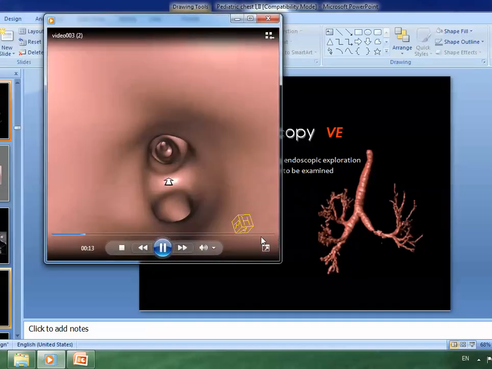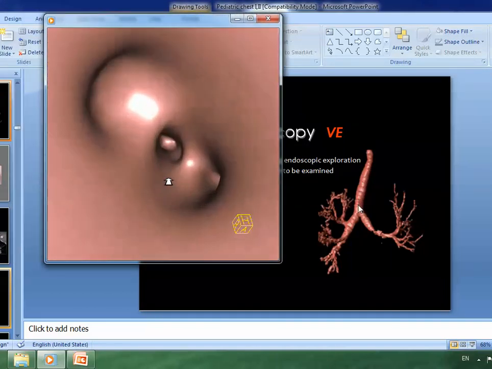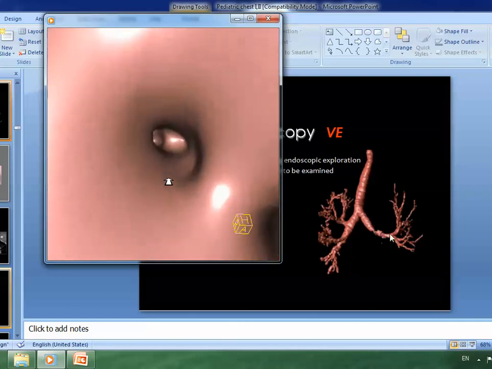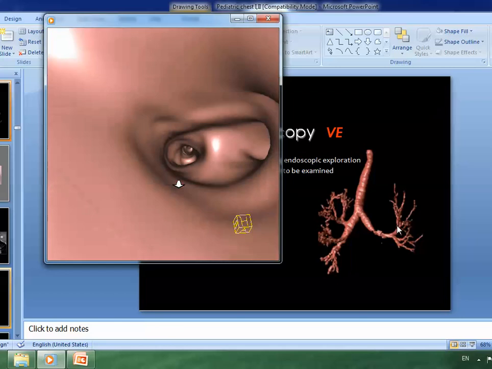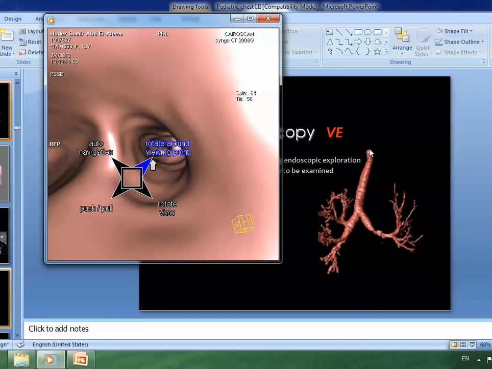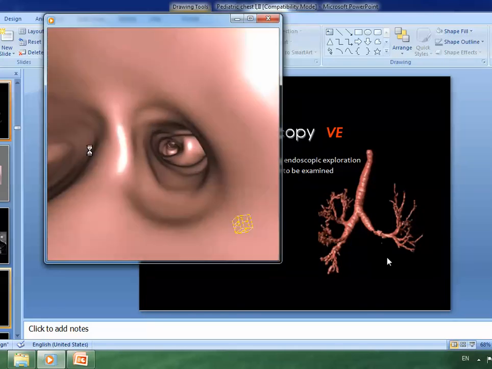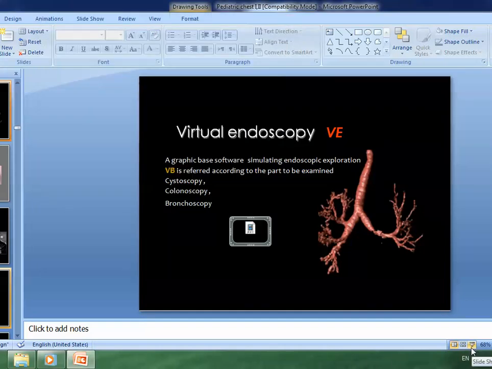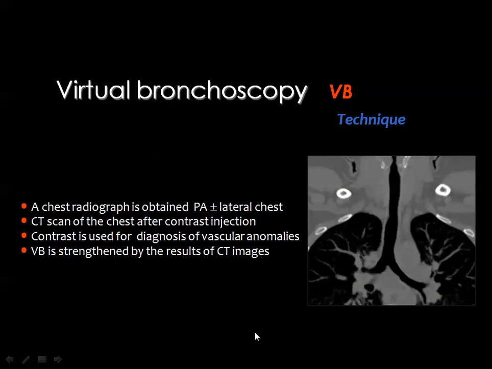into the trachea. Then you reach the carina and you also go further down until you reach the third or fourth order bronchi. After finishing the right lung, you go upward into the trachea, and then you select the left main bronchus and go inside the left main bronchus until you finish your scanning. Then this is just an example for the virtual endoscope.